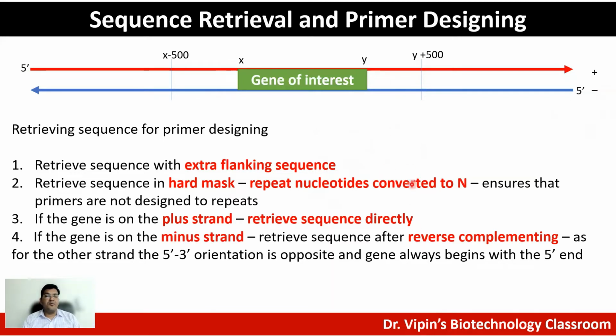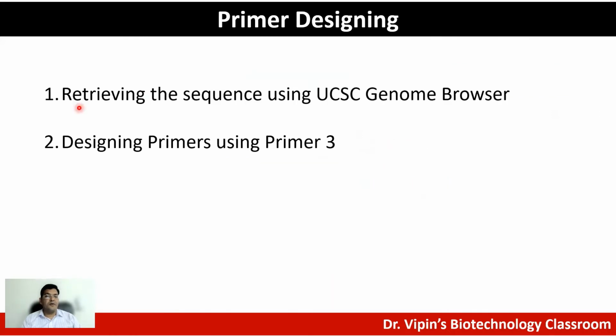Then we move on to retrieving the gene sequence. And let's say our test case is the GAPDH gene in the human genome, right? In the first step, we'll retrieve the sequence using the UCSC Genome Browser. And in the second step, we'll design the primers using Primer 3, right? So now let's go back there.